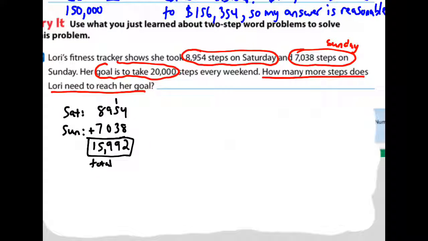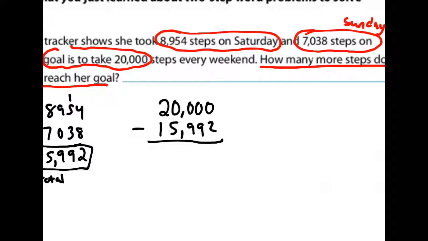Okay. Now, remember, the question says, how many more steps does Lori need to reach her goal? Her goal is 20,000. So step 2 is I'm going to take 20,000 steps, and I'm going to subtract 15,992. Okay, so when I do that, I have to do some regrouping because I can't do 0 minus 2. So I go all the way over to the 2, make it a 1, which makes this a 10. But now I have to borrow from that, which makes this a 10. Borrow from that, which makes this a 10. Borrow from that, which makes this a 10. Now I'm going to do my subtraction.